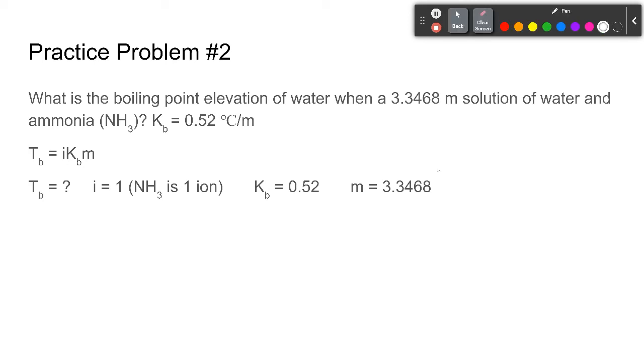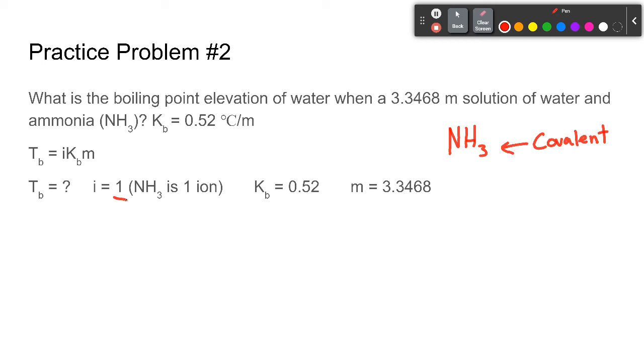The reason our i is 1 here is because we have NH3. NH3 are 2 nonmetals, and 2 nonmetals coming together form a covalent bond. And if it's a covalent bond, your Van't Hoff factor will be 1 because they don't break apart into ions. They kind of stay together. So that is why our Van't Hoff factor is 1, because covalent bonds don't break apart into ions.